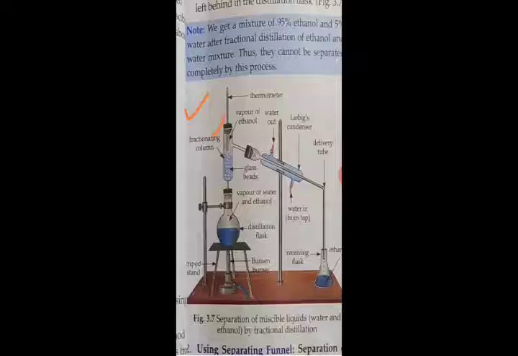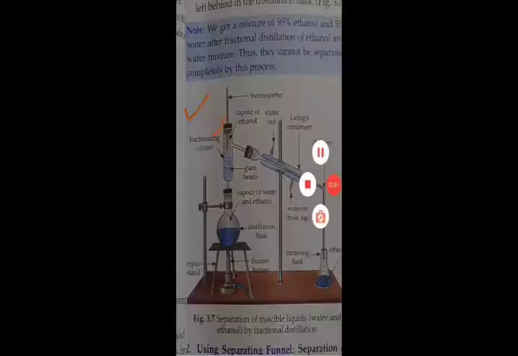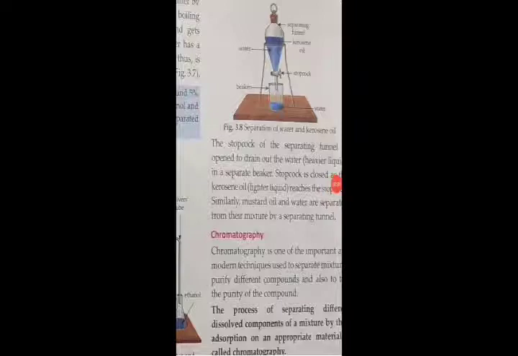Next was the separating funnel. You can see this diagram of the separating funnel, right? We are using this to separate two immiscible liquids. We have taken water and kerosene in this, and the heavier liquid settles down. In this case it is water, and it is collected. You can see it in the beaker. Then the stop cork is closed and the lighter liquid can be collected in the other container or another beaker. So this is based on the difference in the densities.